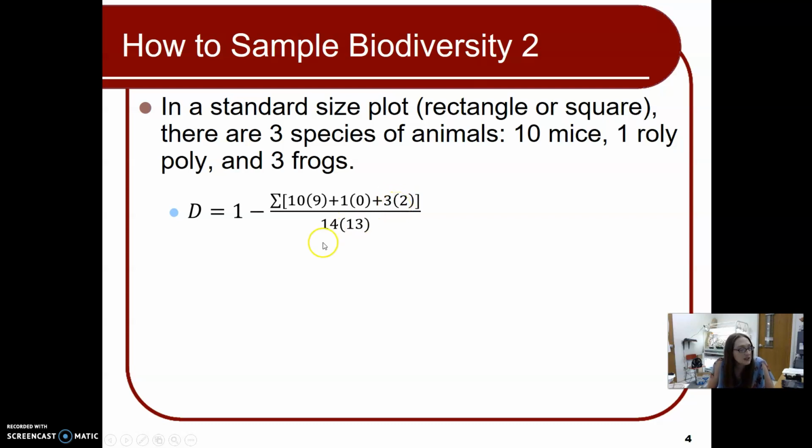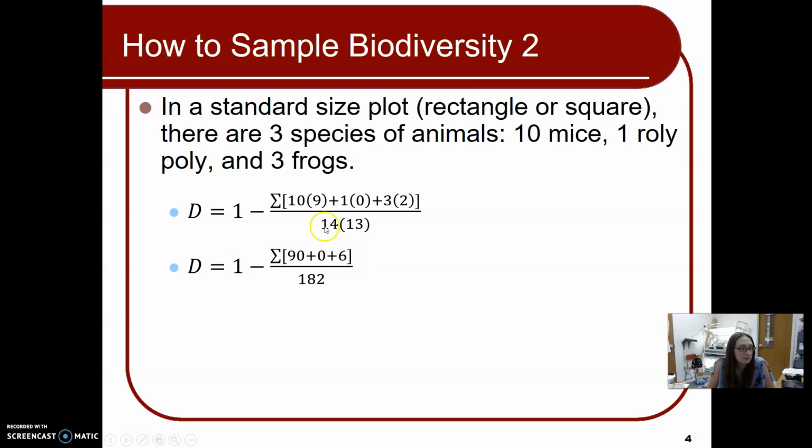Down at the bottom, we said we had big N. How many individuals? We had 10 plus 1 plus 3. That is 14 animals that we counted total. So that would be our big N. And big N minus 1 would be 13. We're going to multiply those together. So we do everything in the brackets first. So 10 times 9 would be 90. 1 times 0 is 0. And 3 times 2 is 6.